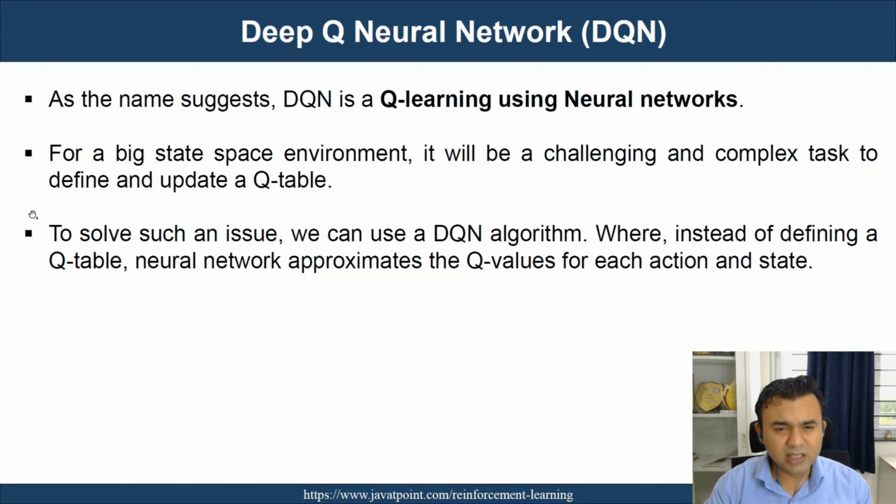To solve this kind of issue, we can use the DQN algorithm, where instead of defining a Q table, the neural network approximates the Q values for each action and state, and then it will update. So instead of manual operation of the Q table, we use the neural network to approximate the states and actions and then update the Q table.